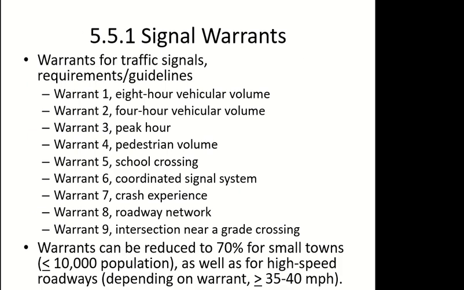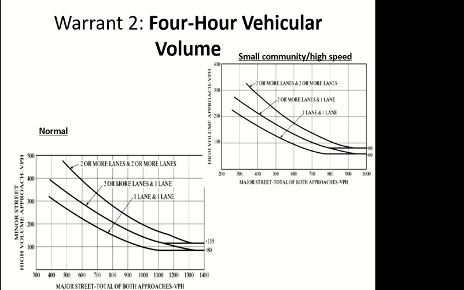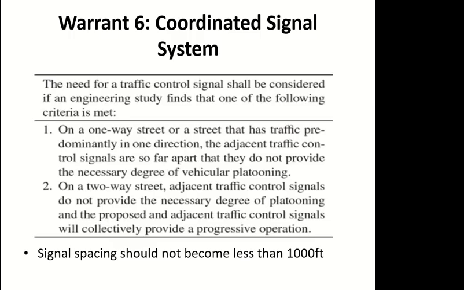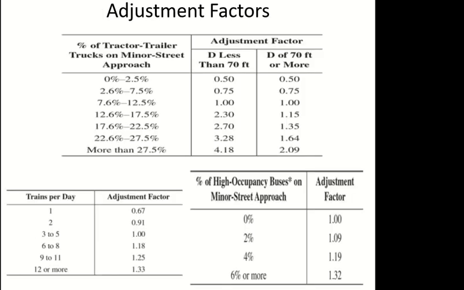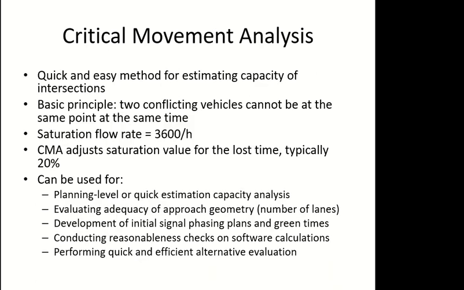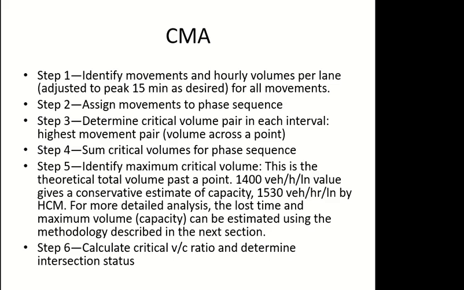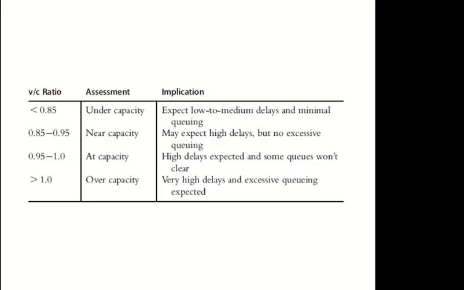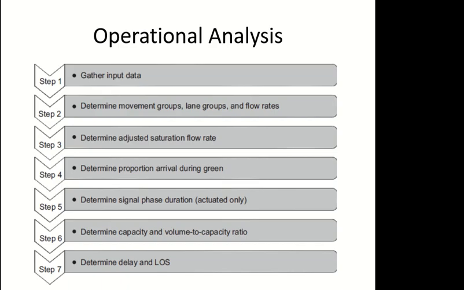We cover different types of signals, different operations, and we talked about warrants. Then we covered signal terminologies, a quick method of calculating the condition of the signal, critical movement analysis. Then this is the procedure we are going through, and we have reached up to step number 5, which is to find out signal timings if it is an actuated signal. Okay.